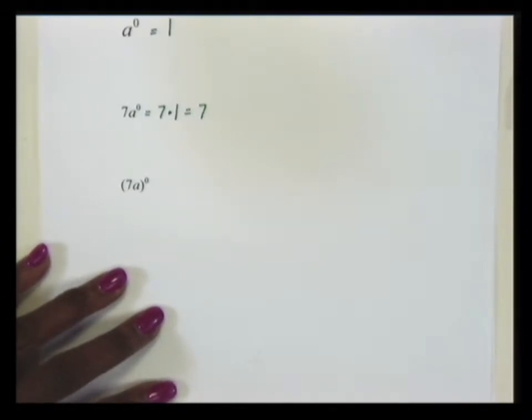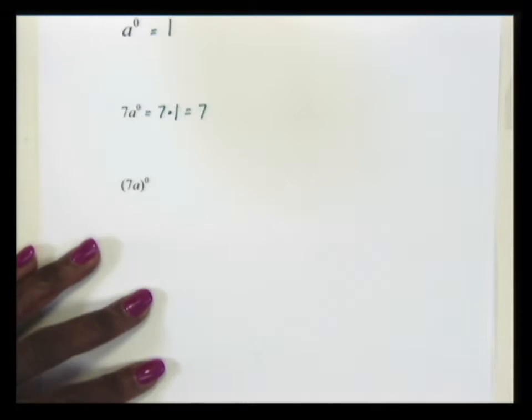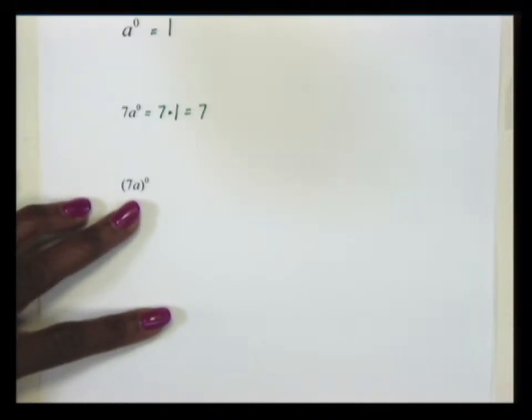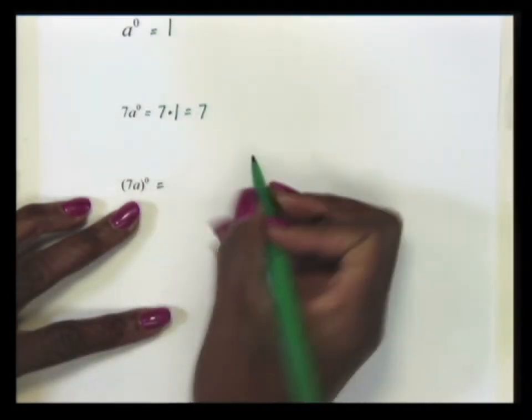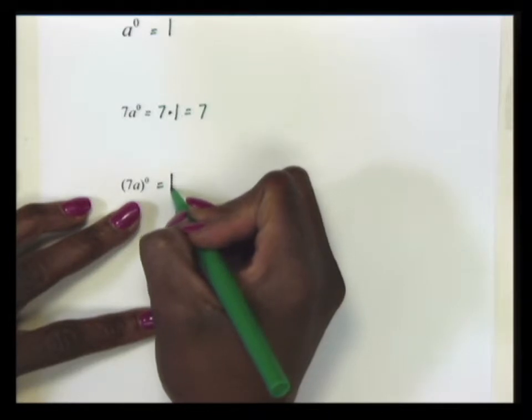Lastly, I have 7a in parentheses to the 0 power. Here, the 0 is up against the parentheses. So this means that everything in parentheses receives the 0 power. So 7a in parentheses to the 0 power is all equal to 1.